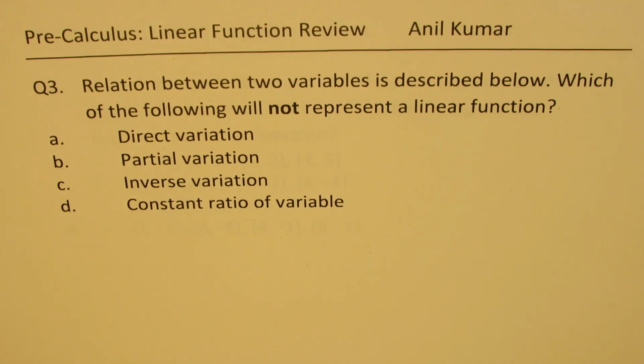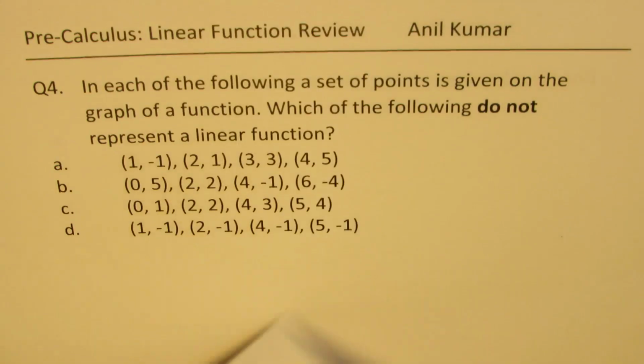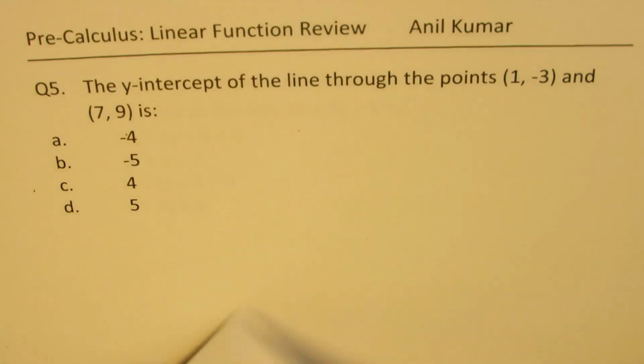In question number 3, we are given a relation between two variables and we want to understand which type of relation will not represent a linear function. In question number 4, we are given a set of points and we need to figure out which set of points will lead to a straight line or a linear function.